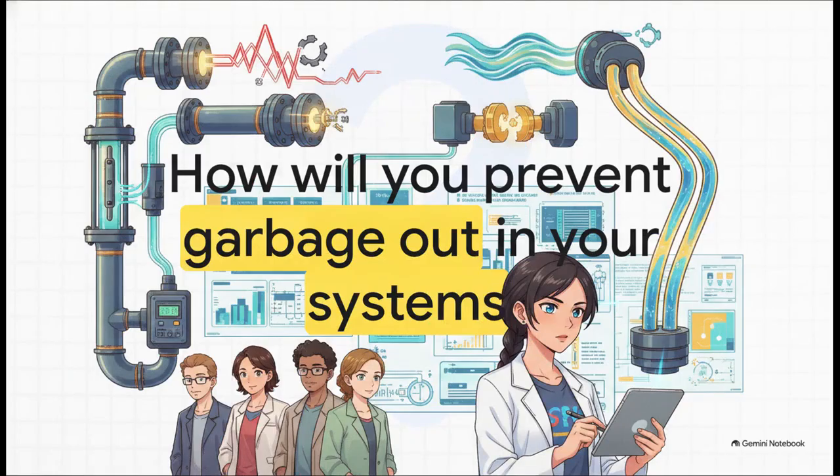Wow, so we have covered a massive journey in this explainer today, from the fundamental physics of viscosity and the Reynolds number, all the way up to advanced measurement tools like the Annubar and Coriolis meters. But before we wrap up, I want to leave you with a question. Knowing that bad measurement data ultimately leads to bad control decisions, how will you apply these flow principles to ensure perfect garbage out prevention in your own industrial systems? It's definitely something to think about.